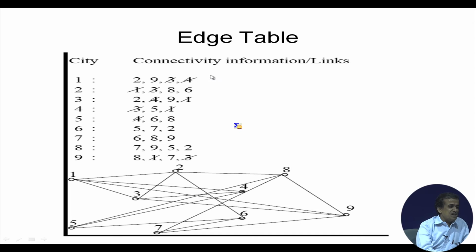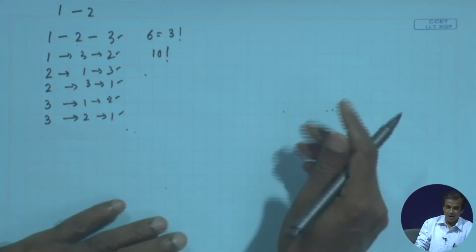Now, you will have to consider this particular edge table or the connectivity table to decide what should be the children solution corresponding to the parents. Now, let me do one thing, let me write down this particular connectivity because I will have to show you how it works.